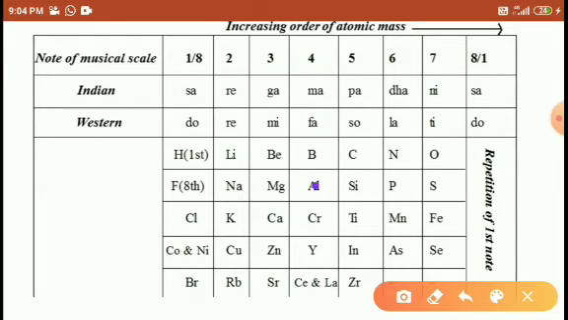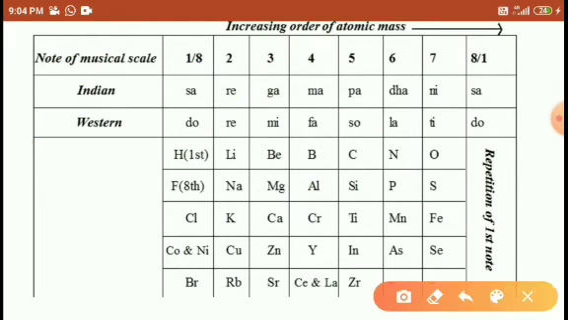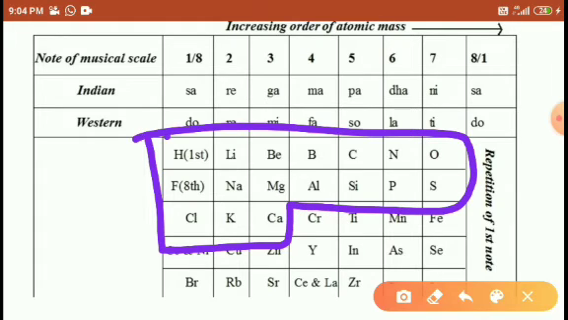But when you compare the aluminum and chromium properties, they do not match each other. Here, whatever elements are present up to calcium, the properties of every first element and its respective eighth element are similar. But aluminum, chromium, silicon, tin, phosphorus, magnesium, sulfur, iron: these properties cannot match with the first element.